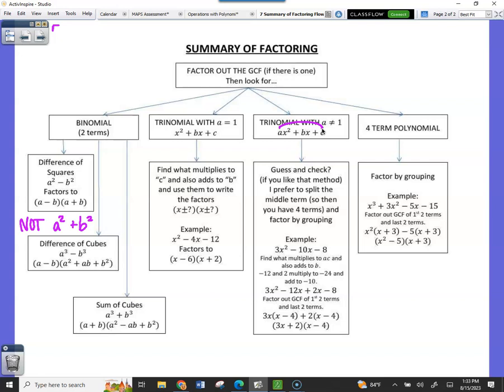Honestly, I don't like teaching these differently because when I'm first teaching kids that are struggling with factoring, I just show them the one way that works every time. So I'm even going to write a 1 here and draw an arch to show you that you would multiply A times C, which would be 1 times C, and then you would find the numbers that multiply to give you that and add to give you B. I'm going to show you an example in just a second. Stand by.